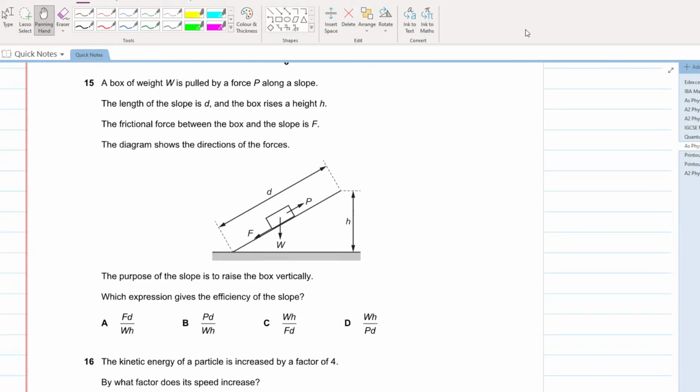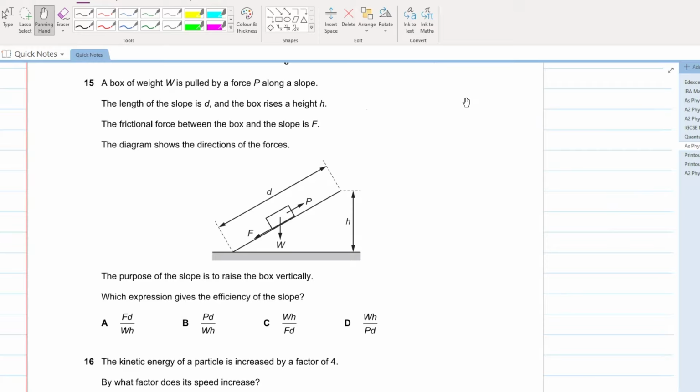Chalo. Let's see this question. A box of weight W is pulled by a force P along a slope. Perfect. The length of the slope is d. Perfect. And the box rises a height of h. The frictional force between the box and the slope is F. Perfect. The diagram shows the direction of the force is perfect. The purpose of the slope is to raise the block vertically.